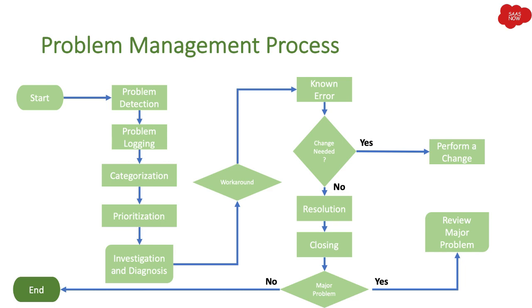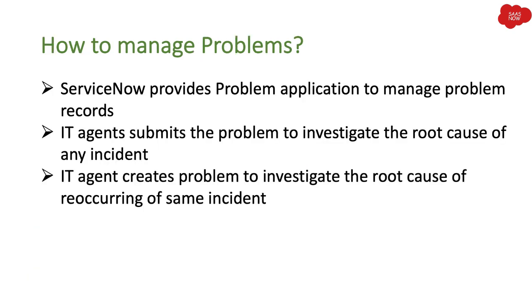That means it depends on the organizational structure or the team structure of your problem management team, but it would go for review major problem. That means this major problem would be reviewed by some teams, and after reviewing it goes to end. So this is the overall life cycle, basically the overall problem management process, how exactly it works from start to end. How to manage problems.